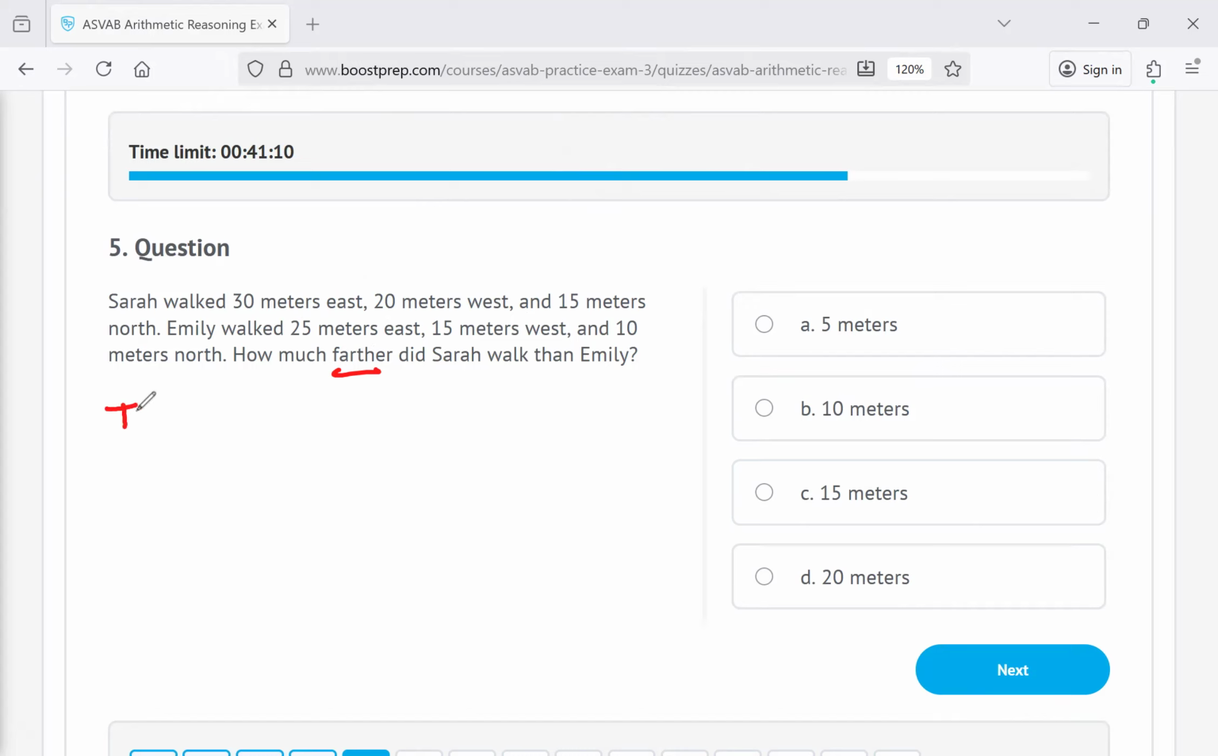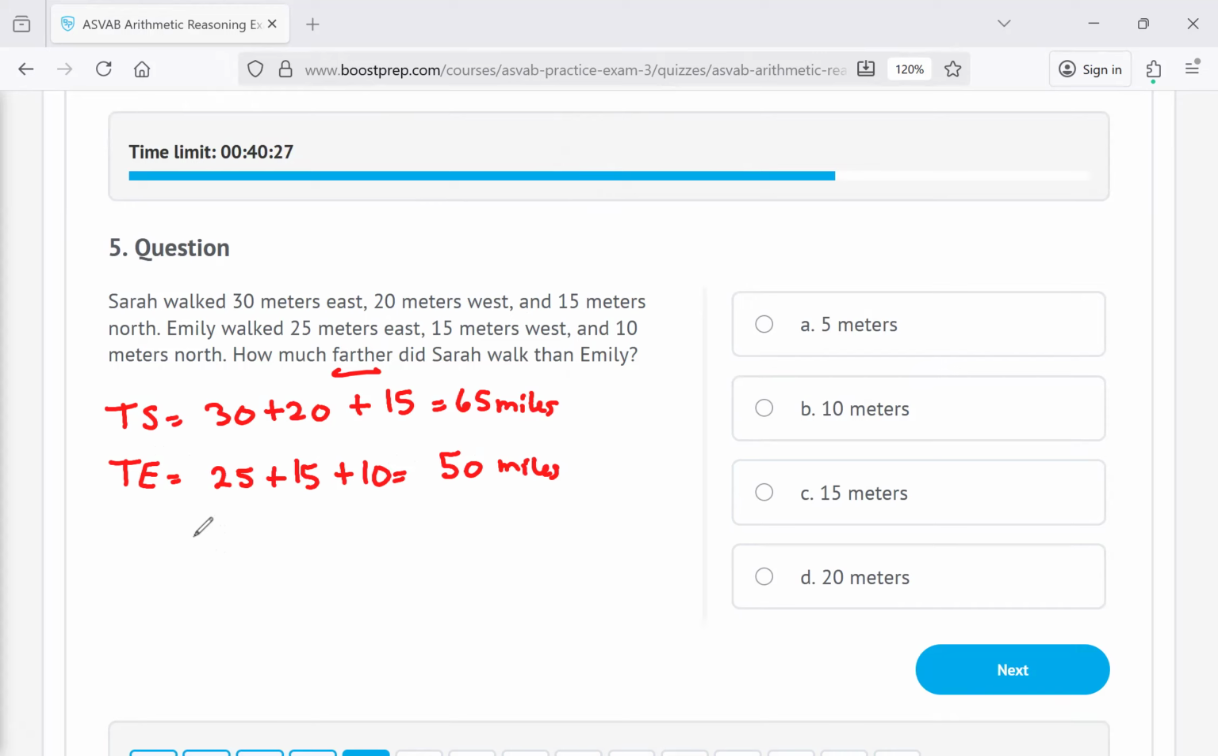So what is the total for Sarah? You don't have to draw a count this, you just add them up. So it's 30 plus 20 plus 15, and that is going to be 65, right? And then what would be the total for Emily? It was 25 plus 15 plus 10. So that's 50.